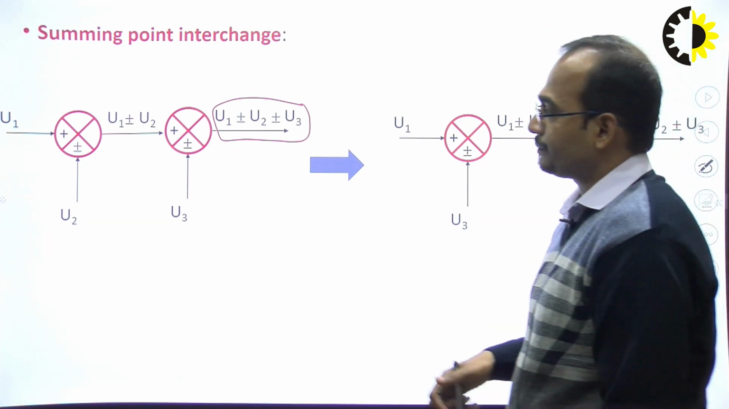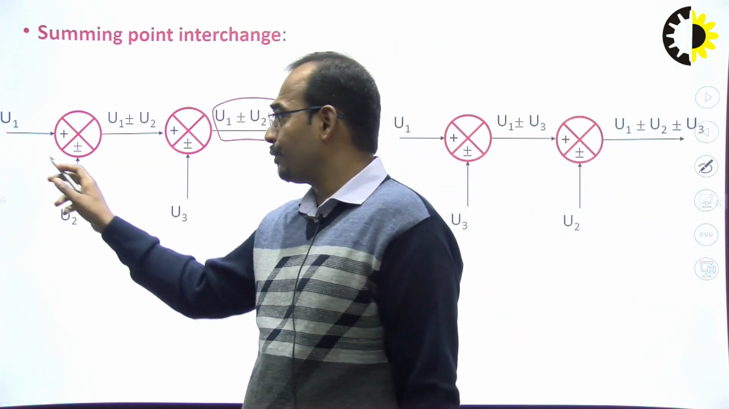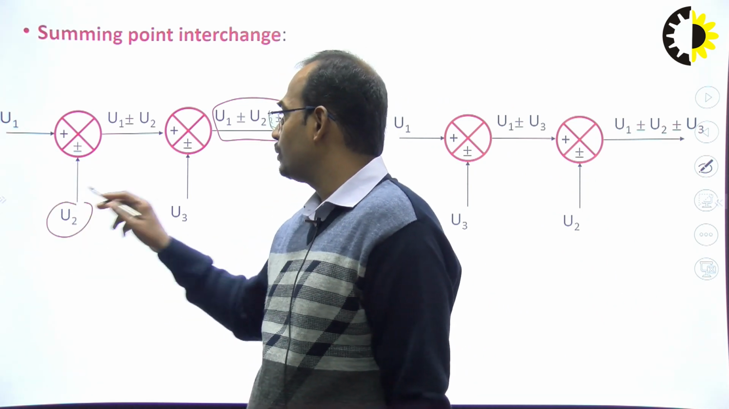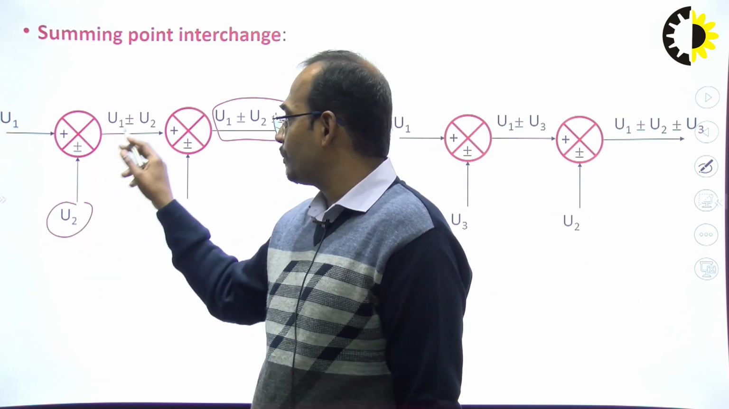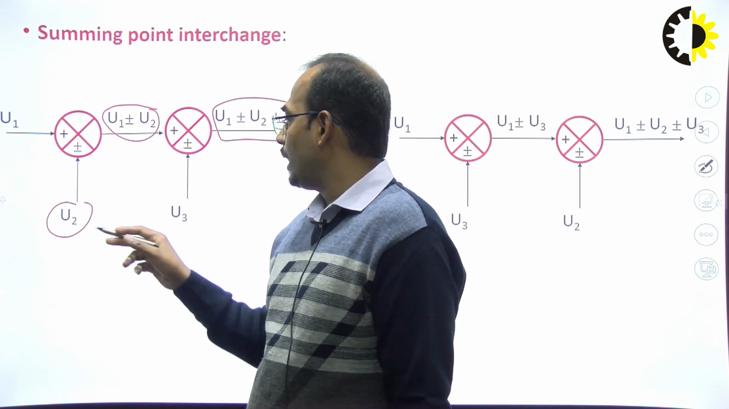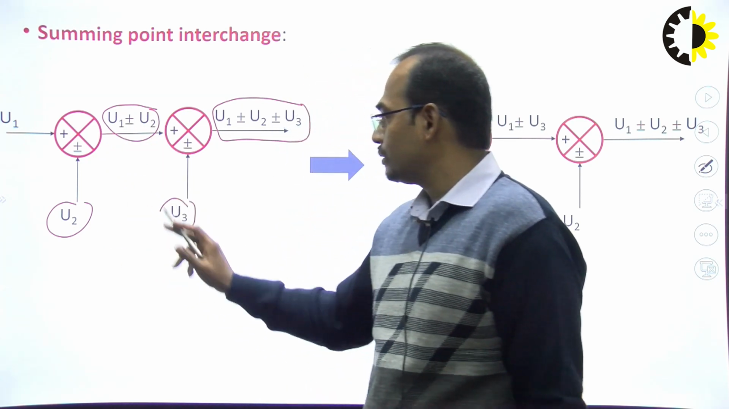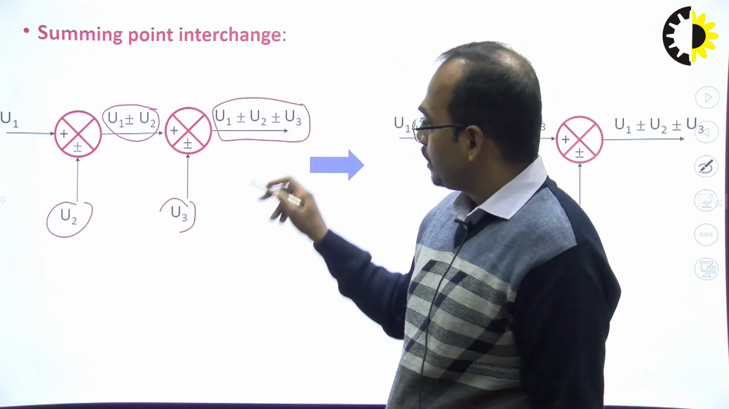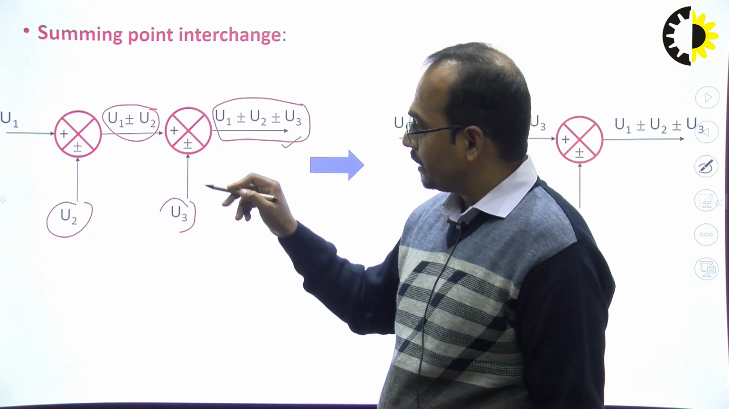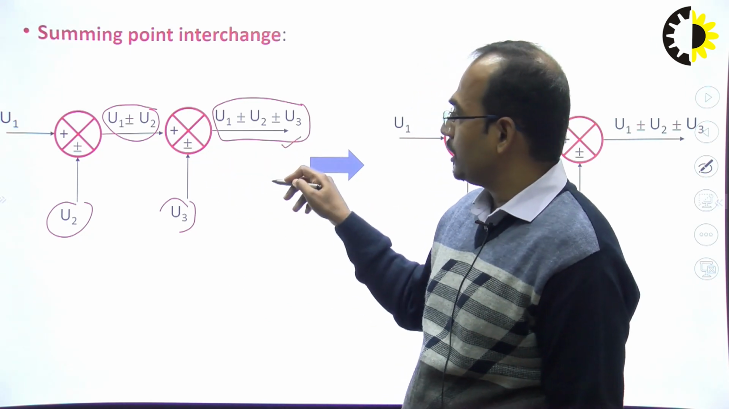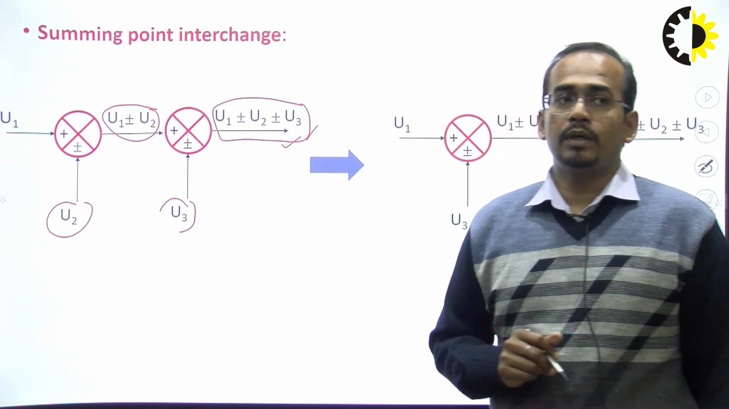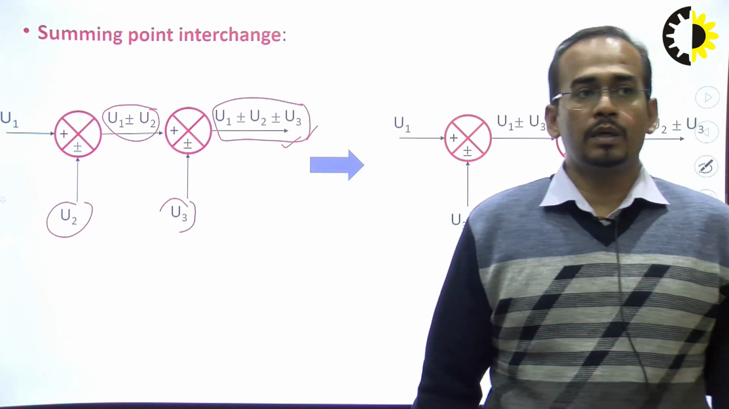The inputs for this summing point are U1 and U2. The output of this summing point is U1 plus or minus U2, and the third input is U3. So the combined output after getting U1, U2 and U3 as inputs is U1 plus or minus U2 plus or minus U3.